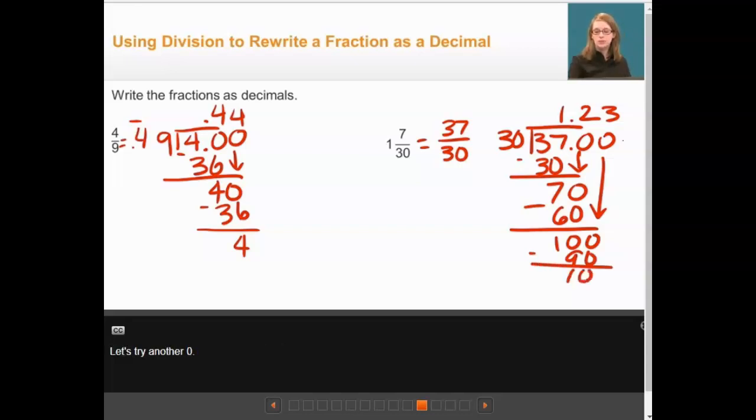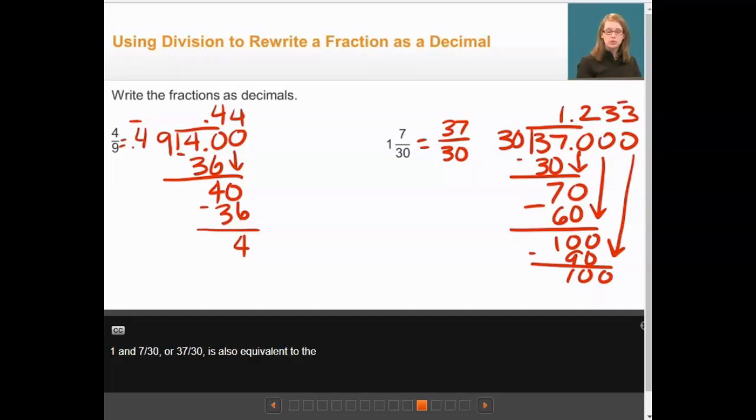Let's try another 0. 30 goes into 100 again 3 times. You should notice that this 3 is repeating. 1 and 7/30, or 37 over 30, is also equivalent to the decimal 1.23 repeating. Notice that the 3 is the only number here that's repeating.